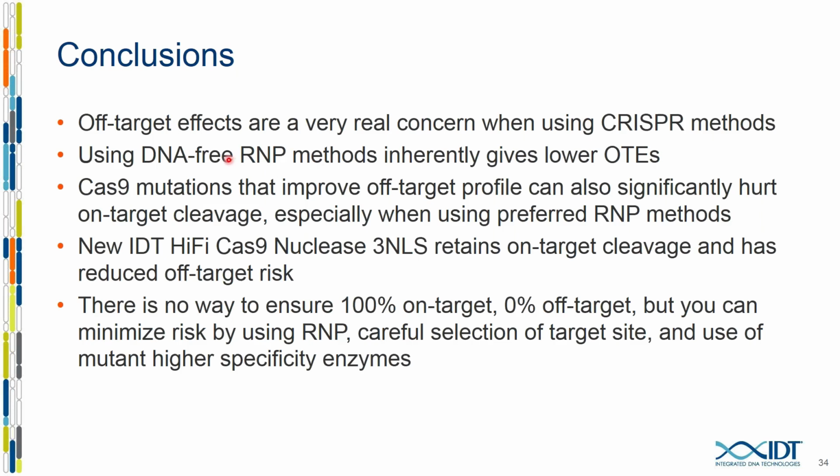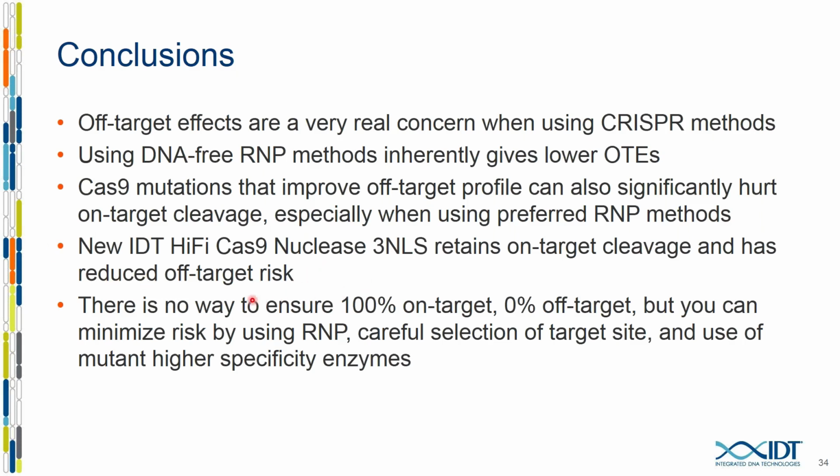Simply switching to RNP delivery can get you a good bit of the way there to reducing off-target effects. A lot of the mutations in Cas9 that have been made to reduce off-target editing, depending on the delivery mechanism, can also hurt on-target cleavage. We've used a bacterial selection scheme to find a protein that maintains the best on-target editing while reducing off-target risk.